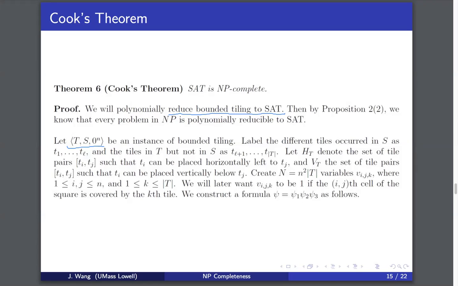So as you can see, we use tiling to represent the computational history of Turing machines. And now we're going to use a Boolean formula to represent legal tiling. Okay, so that's basically what the idea is. So now we label the different tiles that occur in S. This is the initial sequence of tiles. So we label them as T1 up to TL, and the tiles in T but not in S as TL plus 1 up to T sub length of T.